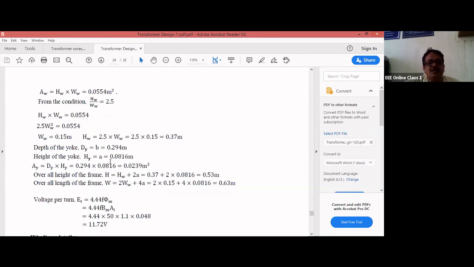Hy is equal to 8 at 0.0816. So finally, you can calculate the area of the yoke, dy into hy, as 0.0239 meters square. Once you find out the dimension of the yoke, you can find out the overall height of the frame.